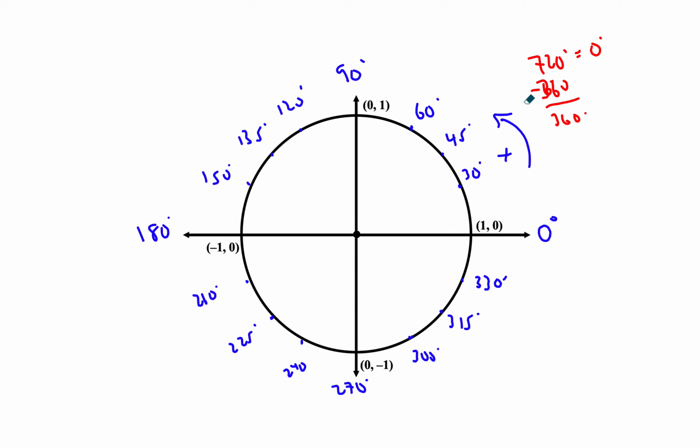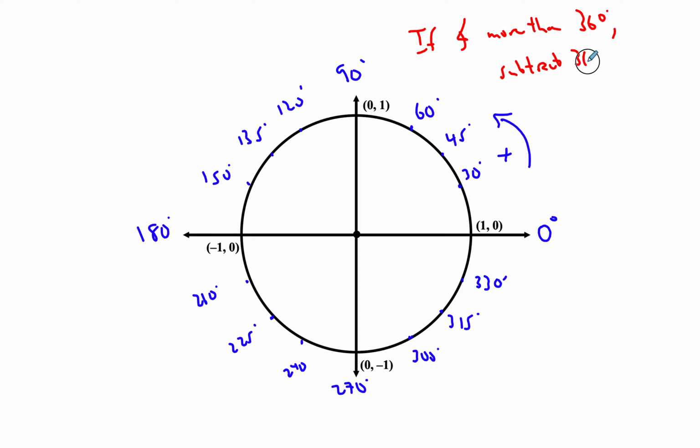So simply put, if you've got an angle that is more than 360, right? So if the angle is more than 360, you can subtract 360 until it's between 0 and 360.